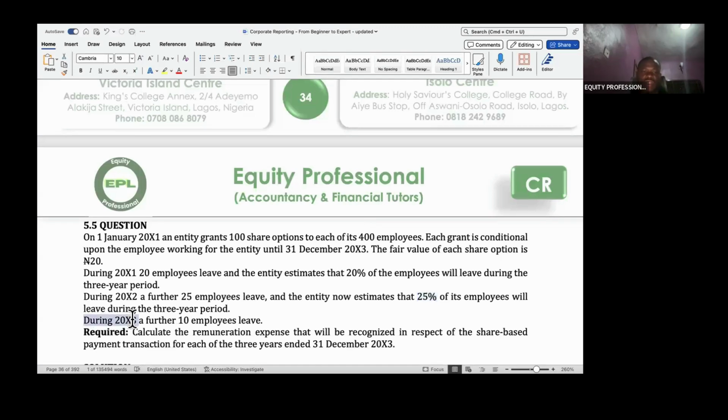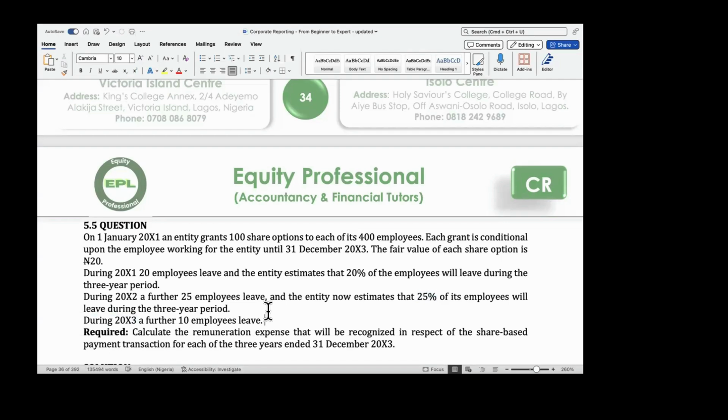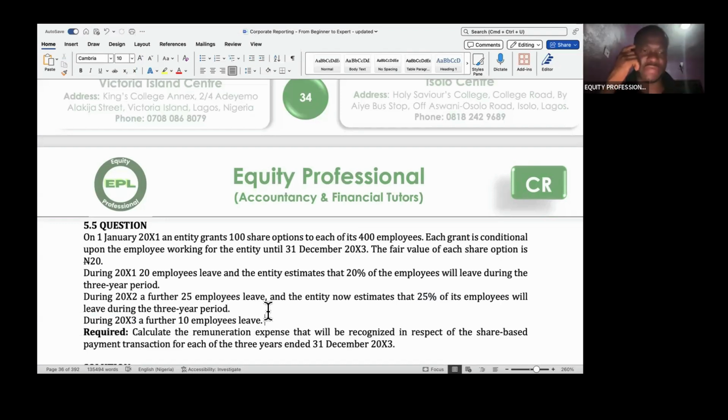Then it said during 2003, a further 10 employees leave. Okay. And 2003 is the vesting date. So this one is not an estimate. How many is now vesting in year 3? 345. That's correct. 345 is the answer.